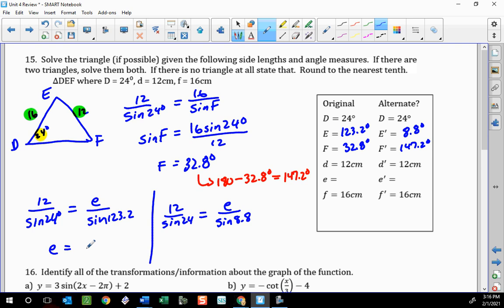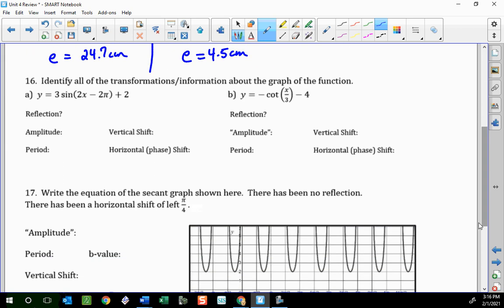That comes out to 24.7 centimeters. And then for the other guy, I'm going to have 12 times the sine of 8.8 divided by the sine of 24. And that comes out to 4.5 centimeters. All right, so this last little bit right here, we're just going to find the information about these graphs and then be done.